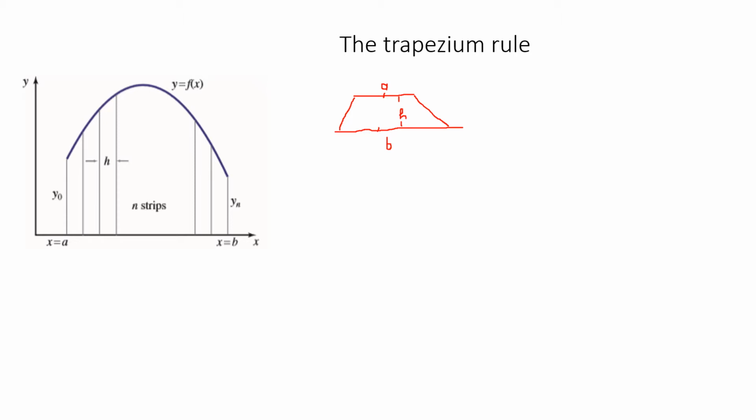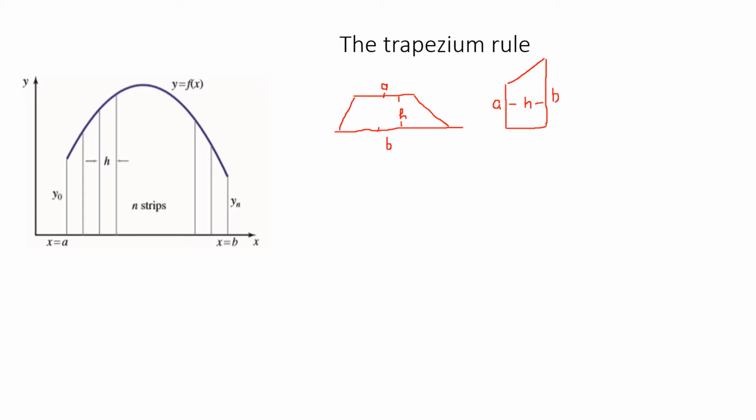We can also draw it perpendicularly. This is also a type of trapezium. A, B, and now H is this.